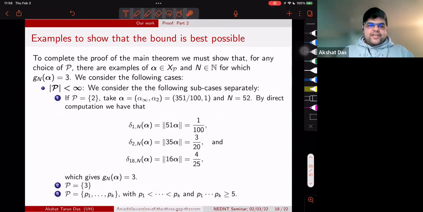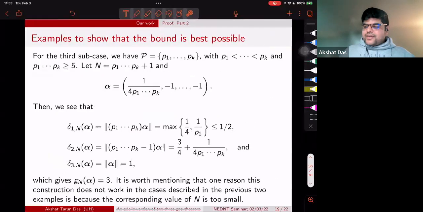So what we have is a finite set of primes where the product of all the primes is at least 5. In the first two cases, we are able to just get the nearest neighbor distances by direct computation. But here is what we do for the third case, which is much more generic. If this finite set of primes has the condition that the product is at least 5, then let's take capital N to be equal to this product plus 1.